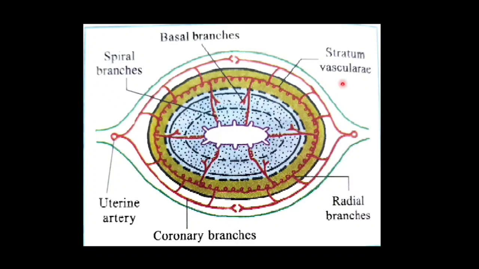So this is a cross section of the uterus. You can see the uterine artery coming from either side. Identify the internal region, the blue colored region, as the endometrium. Then the surrounding region, the greenish brown region, is the myometrium, and outside you can also see the peritoneum, the green colored region.